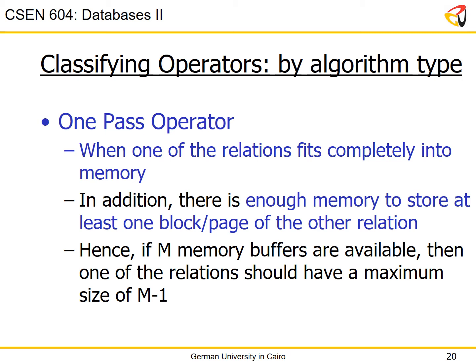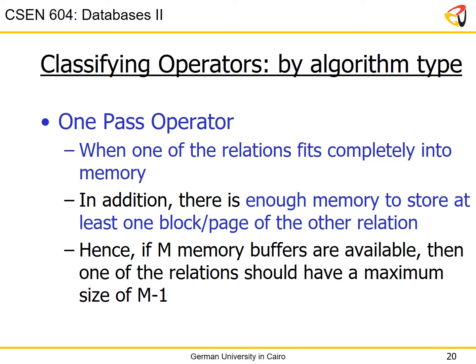Now, there is another type of classification, which is by algorithm type. By algorithm type we mean how many times the operator passes on the data. So ideally, you want one-pass operators. What does a one-pass operator mean? It means it will pass on the data one time, on the table, from beginning to end.